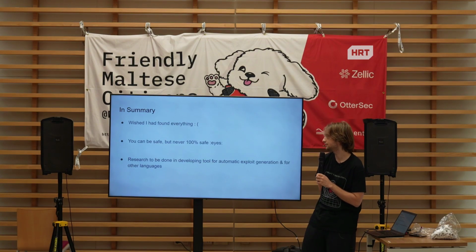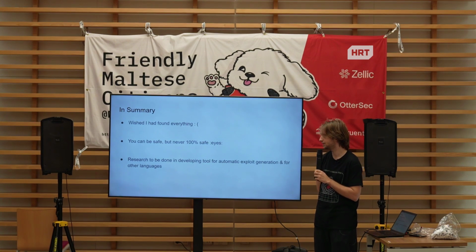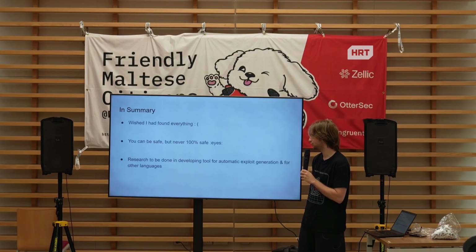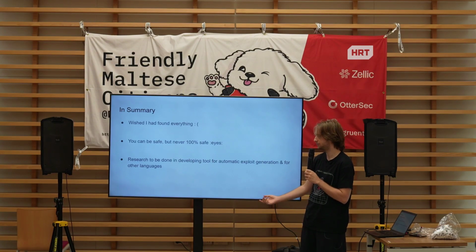And to conclude, research can be done in developing a tool for automatic exploit generation. There are many versions of Node.js that are still vulnerable to this. I don't think that they patched it to the latest one. So if there was a tool that could generate a ROP-chain for any Node.js version, that would be critical, and you could definitely mess with a lot of servers.